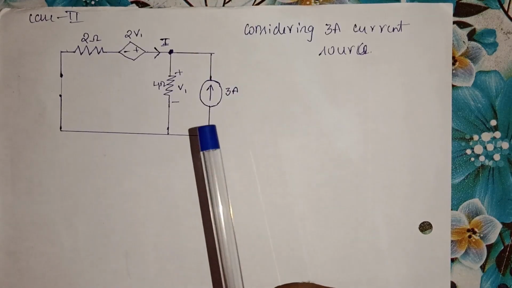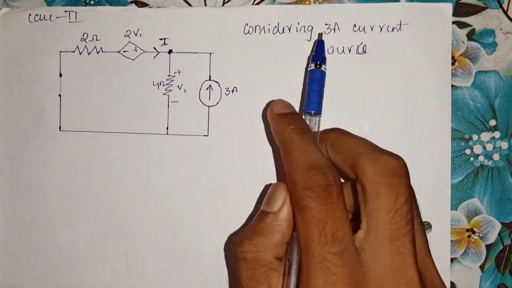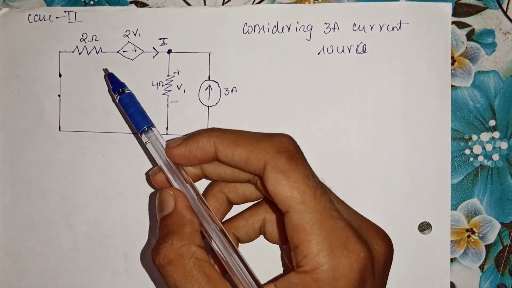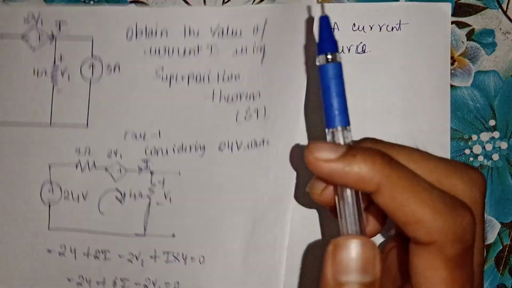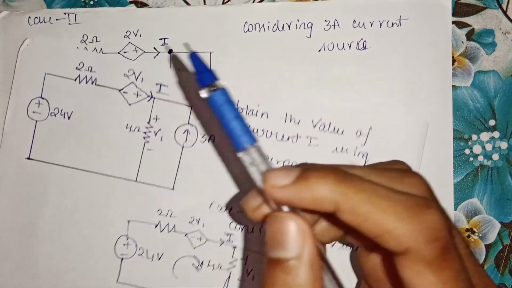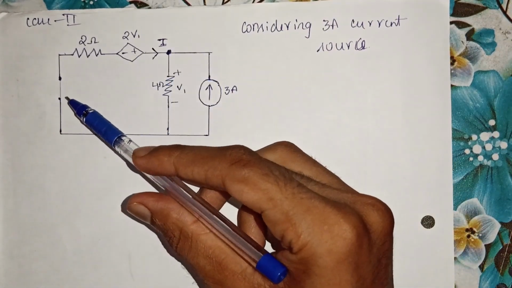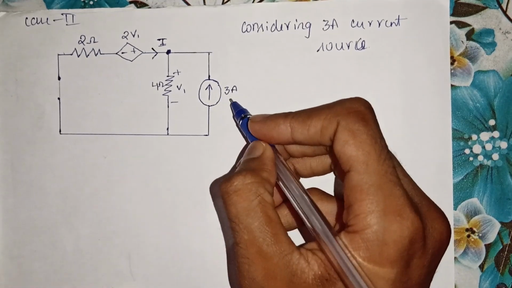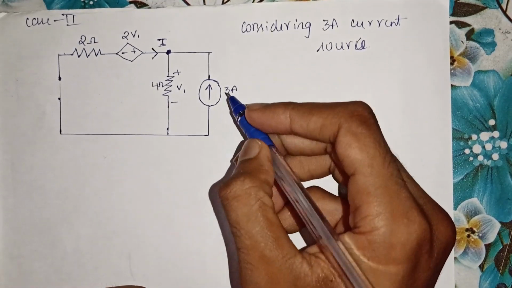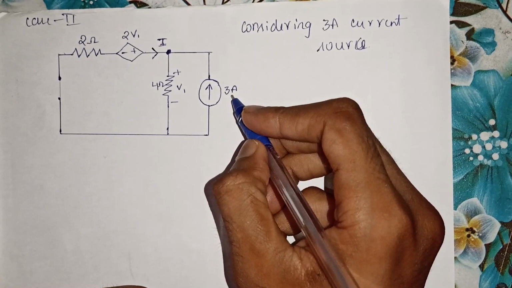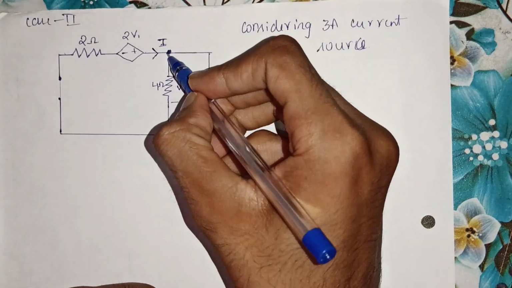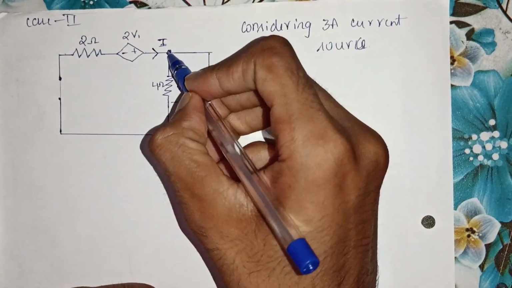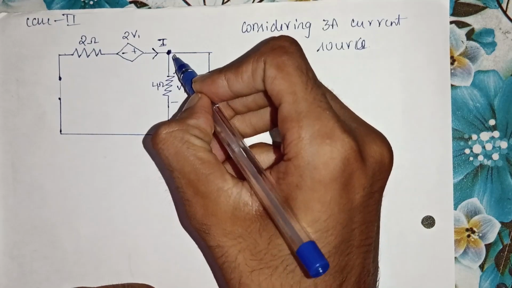In the second case, where we consider the effect due to the 3 ampere current source, as you can see in the figure, the 24 volt source is now replaced by its equivalent short circuit, and we have to calculate the current I by considering your 3 ampere current source. To calculate the current I due to the 3 ampere current source, I can apply KCL at this node. Suppose I call it A.